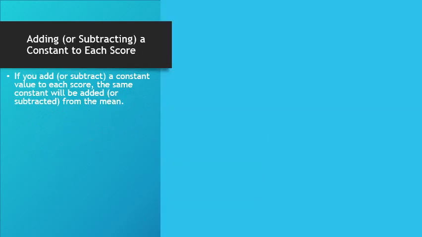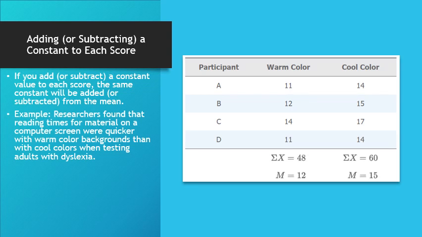Adding or subtracting a constant to each score. If you add or subtract a constant value to every single score, say like a 2, then the same constant will be added or subtracted from the mean. So 2 would be added to the mean. So here's an example.